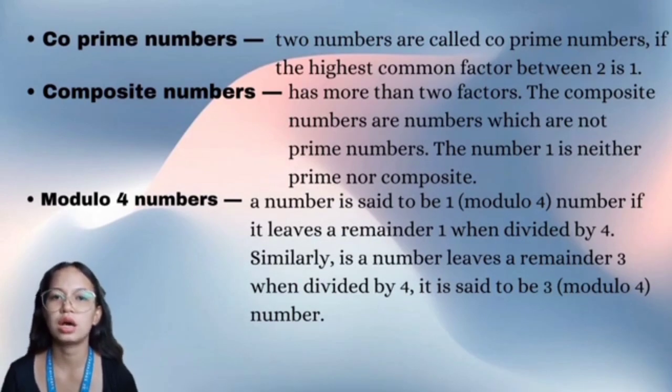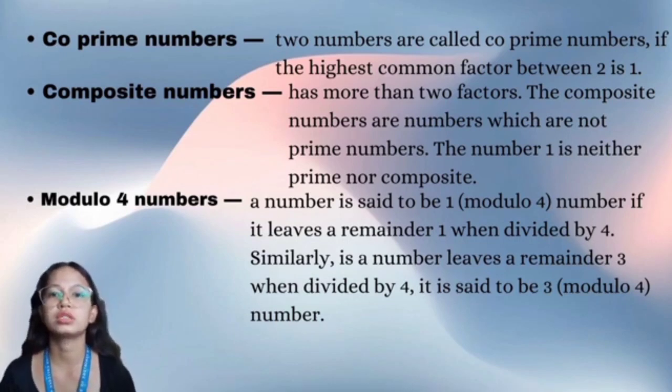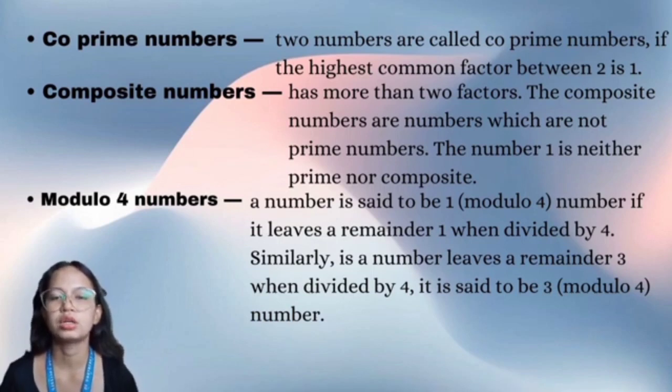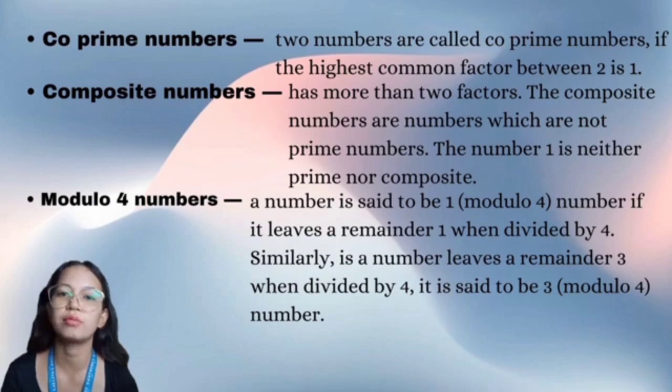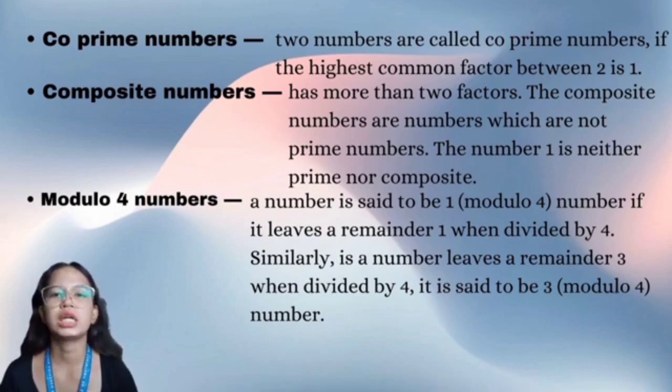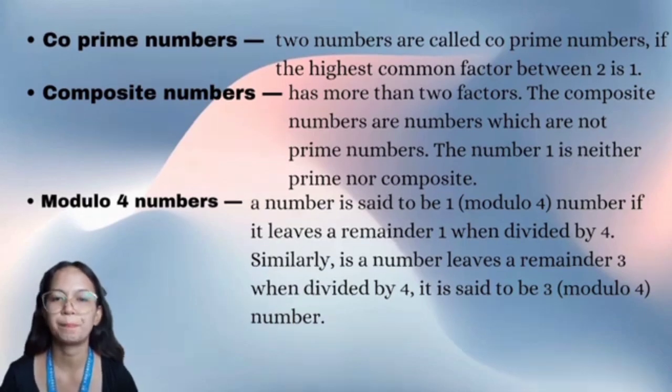Composite numbers have more than 2 factors. The composite numbers are not the prime numbers. The number 1 is neither prime nor composite. Modulo 4, a number is said to be a 1 number if it leaves a remainder 1 when divided by 4. Similarly, if a number leaves a remainder 3 when divided by 4, it is said to be a 3 number.